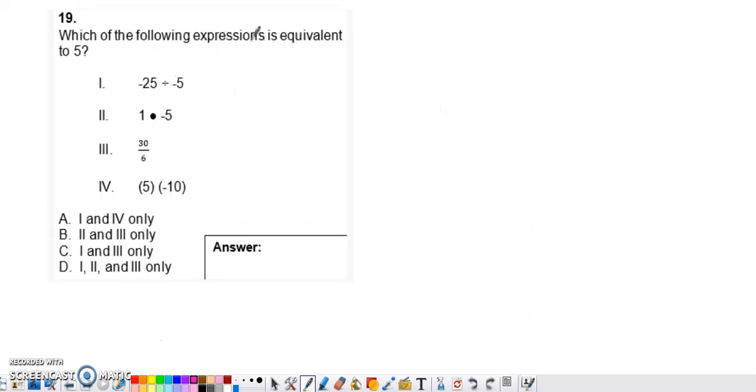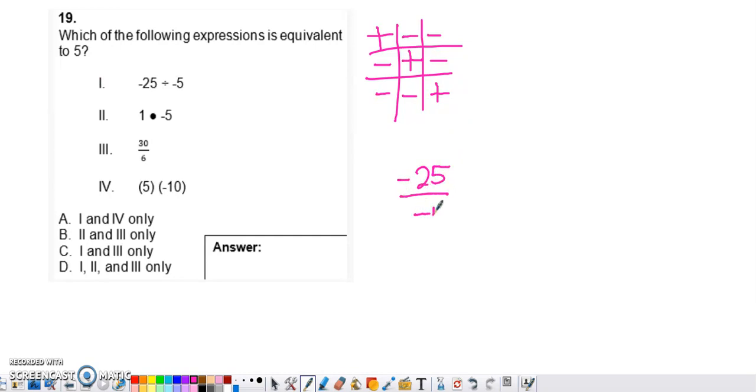Which of the following expressions is equivalent to, or equal to, positive 5? Okay, well, remember your tic-tac-toe for multiplying and dividing integers. Remember, this only works for multiplying and dividing. All right, letter 1, negative 25 divided by negative 5. That's a negative times a negative, which equals a positive 5. So that one works so far.